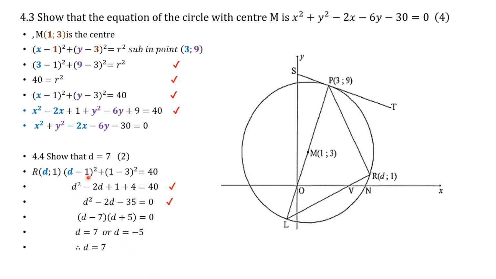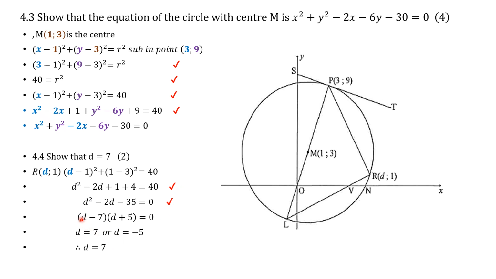Right, negative 1 times negative 1 gives me positive 1. 1 minus 3 is 2, negative 2 squared becomes positive 4, equal 40. So I have d squared minus 2d, 1 plus 4 is 5, but 5 minus 40 gives me minus 35. So 1 mark there for correct multiplication, 1 mark here for standard form.